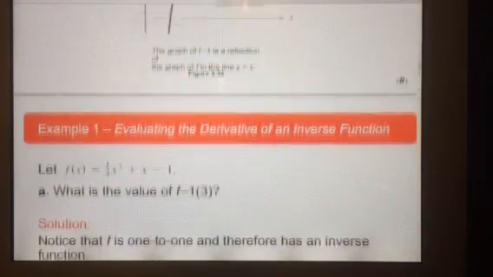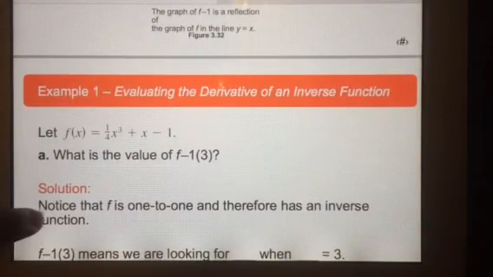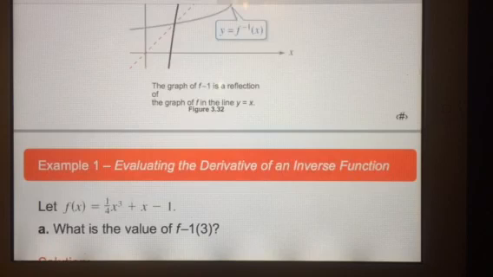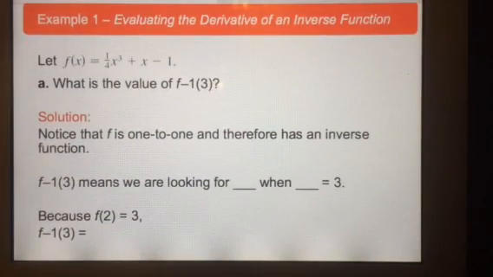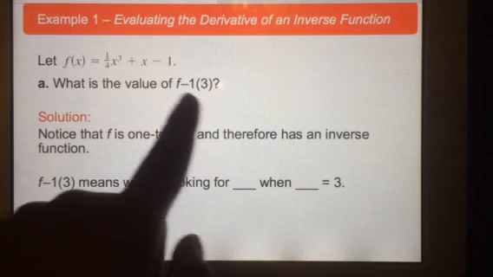So let's take a look at my first example here. My first example deals with evaluating the derivative of an inverse function. So when we are evaluating, we're actually finding a value. But before we do that, I would like to take a look at this problem first. The first task that you will need to do is to find the value of f inverse of 3.